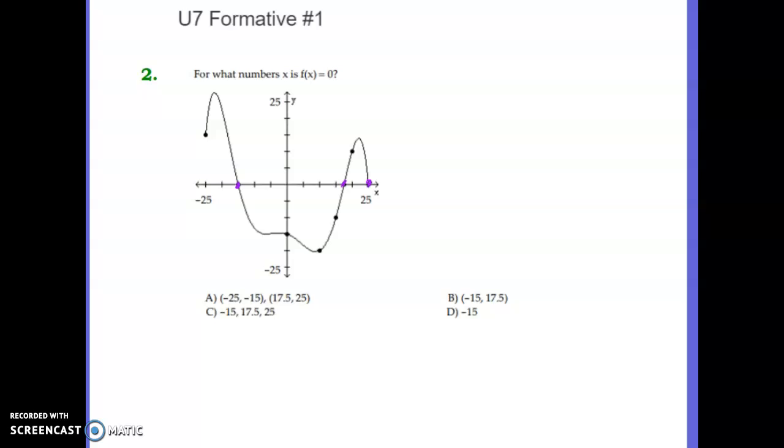3 points. So we've got, looks like they're counting by 5s, so this is negative 15, looks like above positive 15, so 17.5, and then 25. So the answer is C.